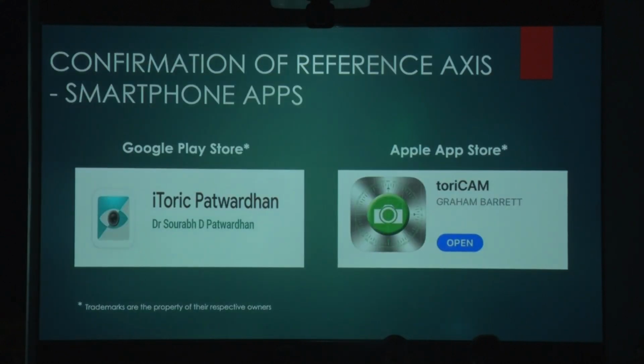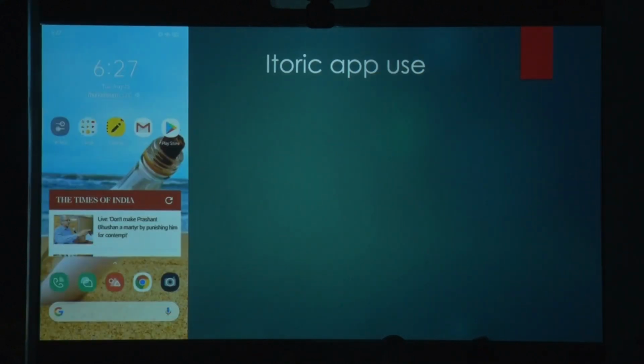So how do we confirm whether this reference marking is at the axis of 180 degrees? This can be confirmed by various smartphone apps available online for free. On the iOS platform we have Toric by Dr. Graham Barrett, none other than him. And on the Android platform we have various such apps, like the iToric we shall be discussing here.